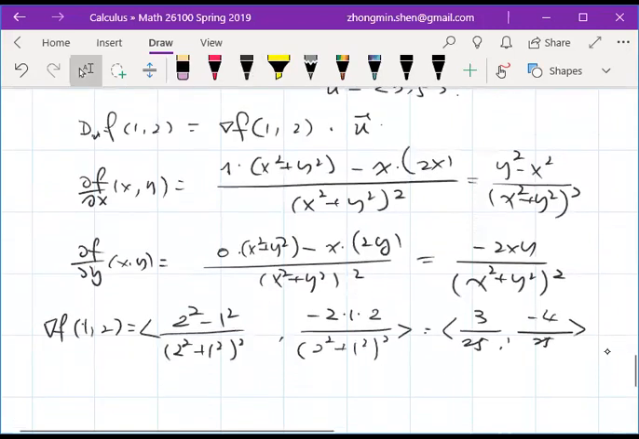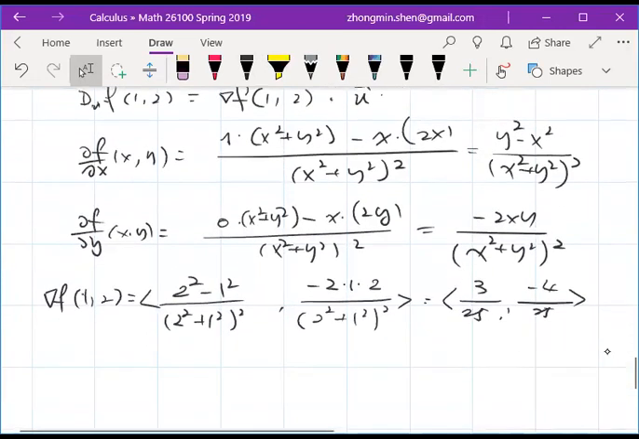So this is the gradient of the function. 2x, when x equals 1 and y equals 2, is negative 4, and 1 squared plus 1, 2 squared plus 1 is 5, and 5 squared is 25.